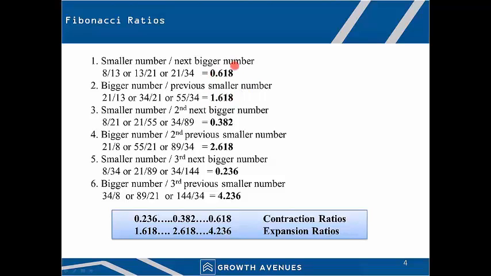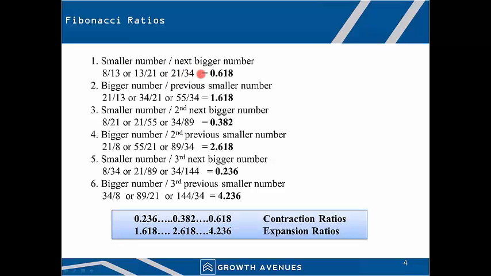Then we come to the next set of ones. Now we come to number 3. Now instead of the next bigger number, we take the second next bigger number. So after 8 was 13 and after 13 was 21. So if you take 8 and instead of 13 you divide it by the second next bigger number, which would be 21, or similarly here you had 21 divided by 34, but after 34 will come 55.